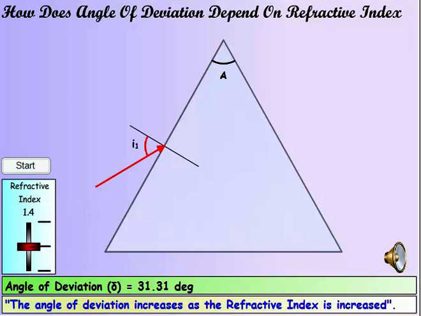As the refractive index increases, the angle of refraction decreases. Due to this, the angle of deviation between the incidence and the refracting ray increases.